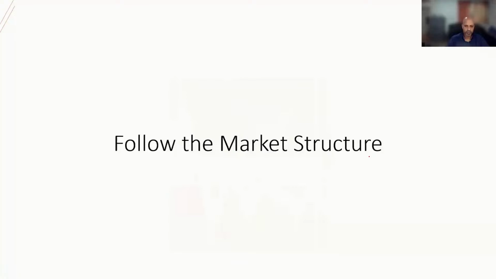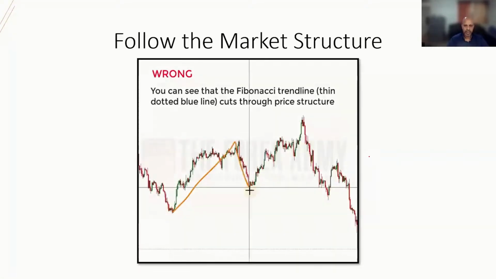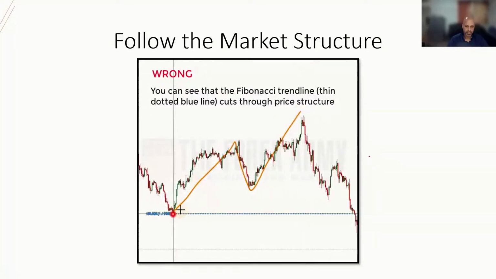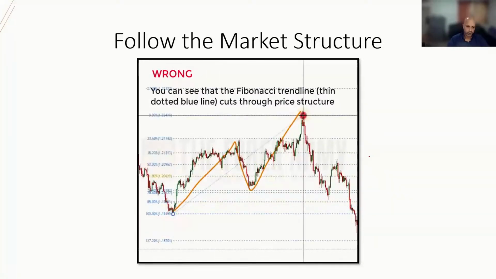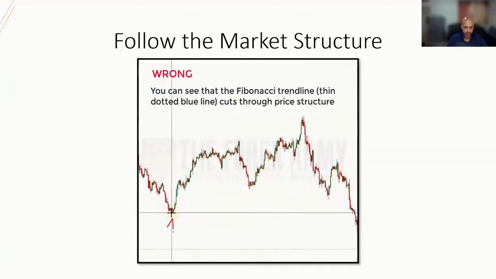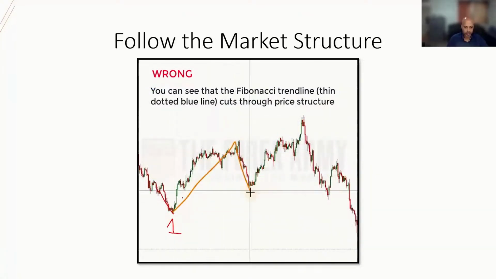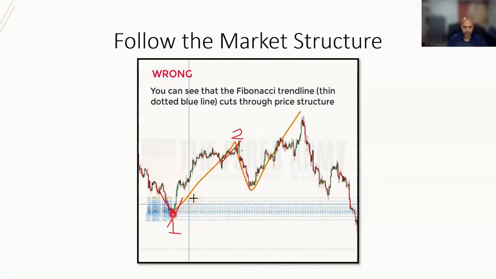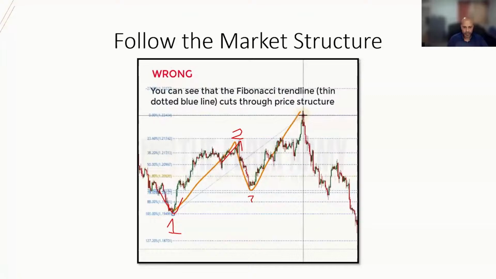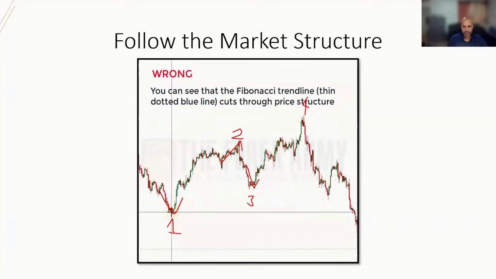Right, now how do we follow the market structure? Now that we've identified significant swing highs and lows, how do we follow the market structure when we use the Fibonacci retracement tool? So as we can see in this GIF here, point 1 is clearly a significant swing low. That's great. Point 2 is also a significant swing high. Point 3 is another significant swing low. And point 4 is another significant swing high.